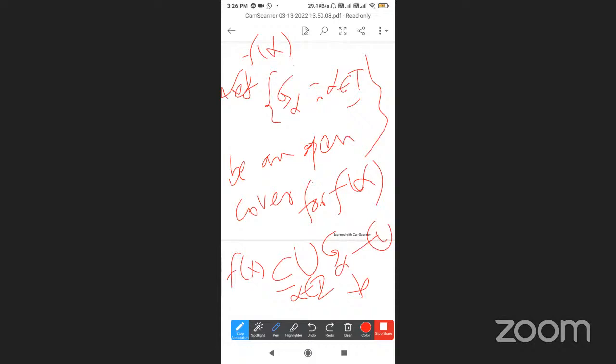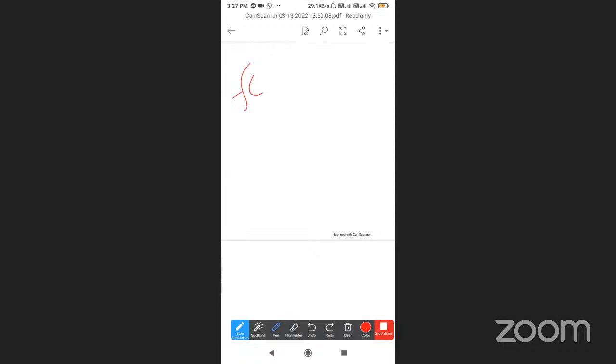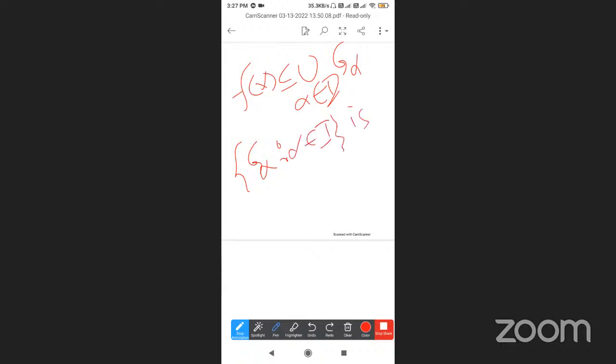And what now? Actually, what happened? f(X) is a subset of the union over alpha belonging to I of G alpha, where each G alpha, for alpha belonging to I, is an open set in Y.